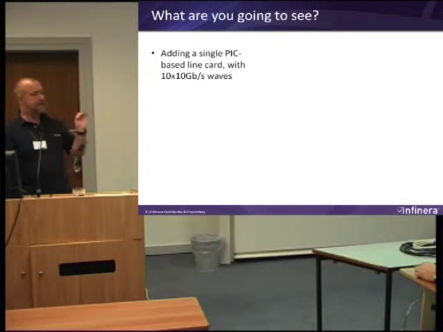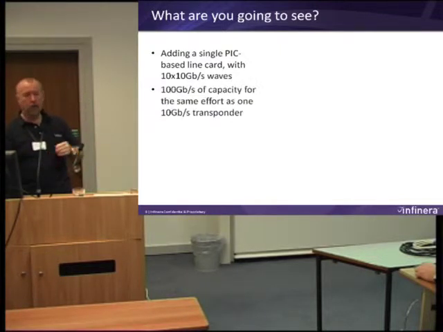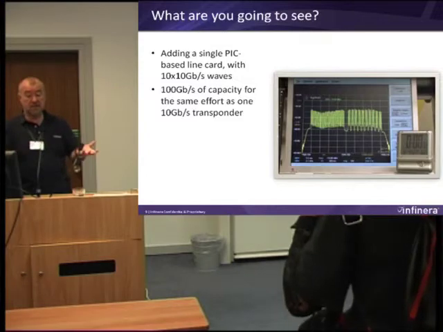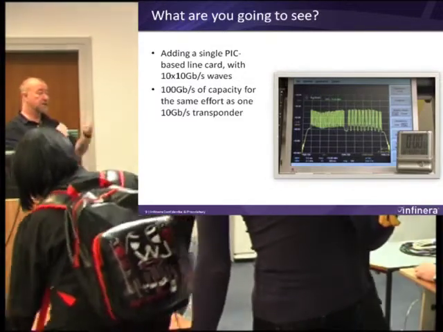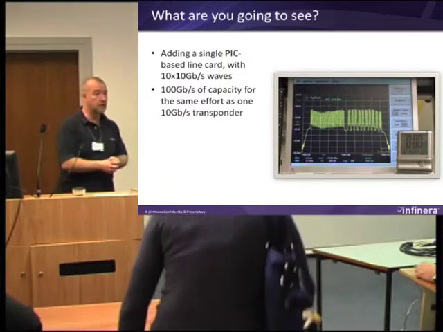We're going to add a single PIC-based line card into a system. That line card will basically take about the same effort as adding a single 10 gig transponder. But instead of getting 10 gigs, you're getting 10 times that capacity.